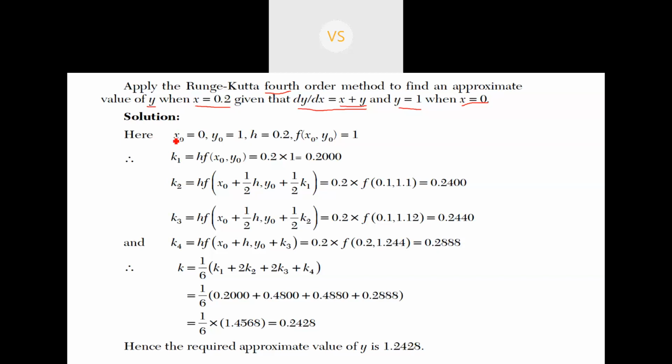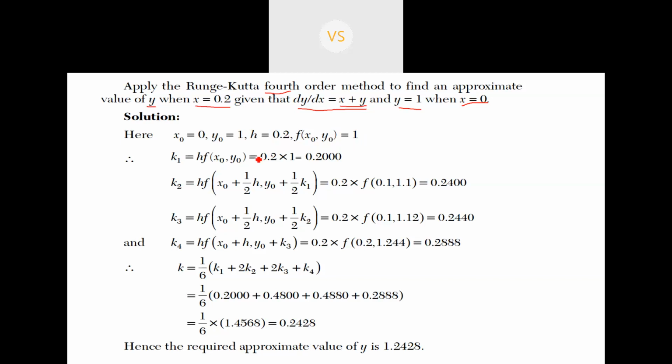So we'll write x0 is equal to 0. So when x0 is equal to 0, y0 is equal to 1. And what increment you have to take over here? They have not mentioned any increment over here. So we will consider the increment as h is equal to 0.2. This is our increment. So f(x0, y0): first we have to find the value of f(x0, y0). How are we finding this value? You have to substitute over here x as 0 and y as 1. So we will be getting f(x0, y0) as 1.